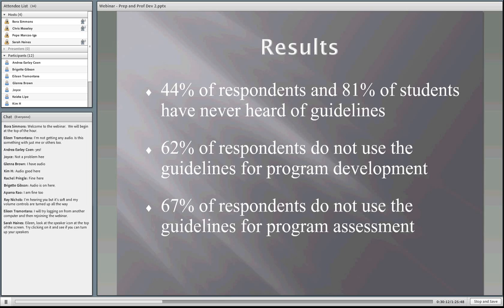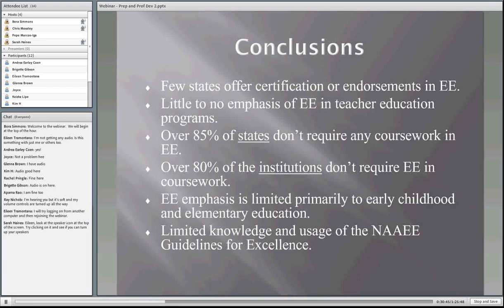Some of the results we're analyzing right now that have to do with the guidelines: we got back about 220 surveys out of the initial 775. 44% of those respondents said they had never heard of the guidelines, and they said that 81% of their students would have never heard of the guidelines. 62% of respondents do not use the guidelines for program development, and 67% do not use them for program assessment.